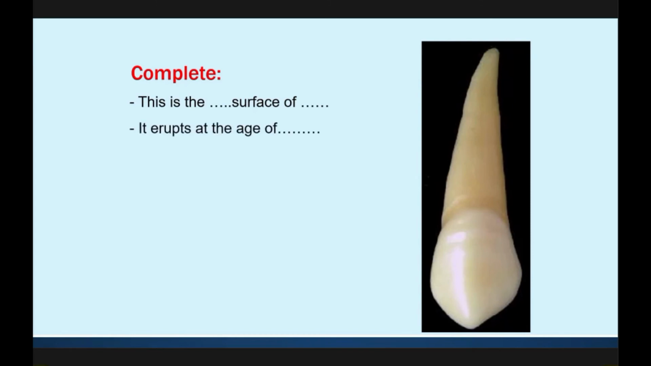It erupts at the age of when it erupts? 3 to 4 months. No, no. Eruption is different. 3 to 4 months is starting the development of the organ. Remember, the mandibular canine erupts from 10 to 11 or 9 to 11. Maxillary canine erupts 10 to 11 or 11 to 12.